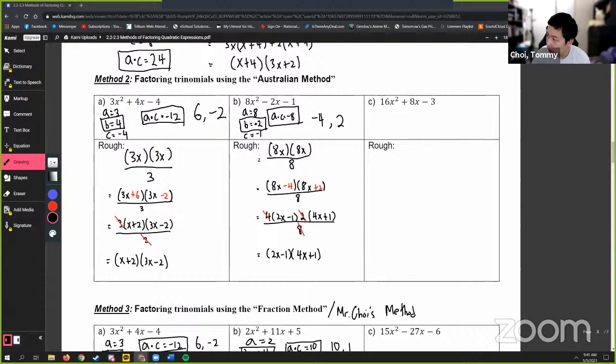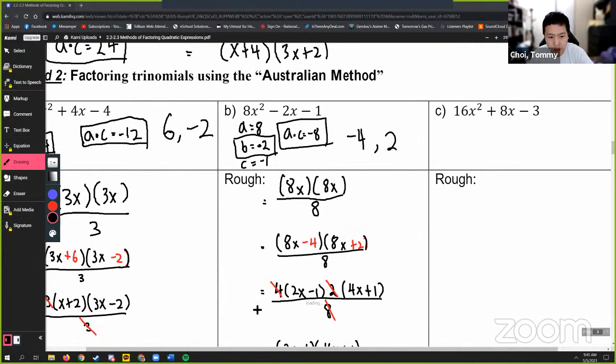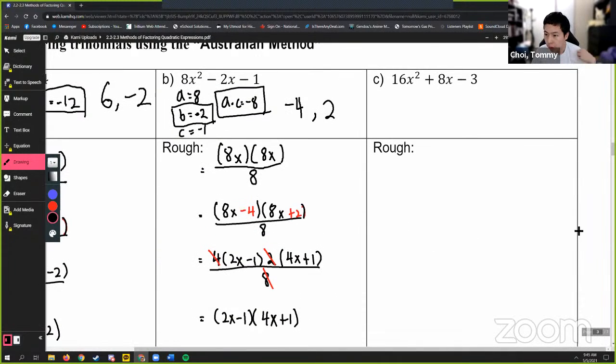Okay. So let's take that up. So here we go. For this one, I'm just going to stick with the Australian method and method 3. If you want to check if you did method 1 and you want me to do one of these questions doing that, just let me know in chat and I'll do method 1 as well. For now, I'm just going to do method 2 and 3.